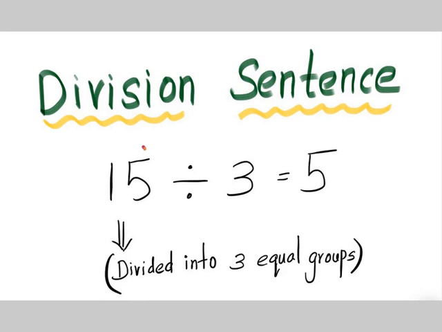Also remember that 15 is the total or it is a dividend. 3 is a divisor. And in this case, 3 is the number of groups. And 5 is a quotient, or it can also be called the unknown. So in this case, 5 is the size of each group.